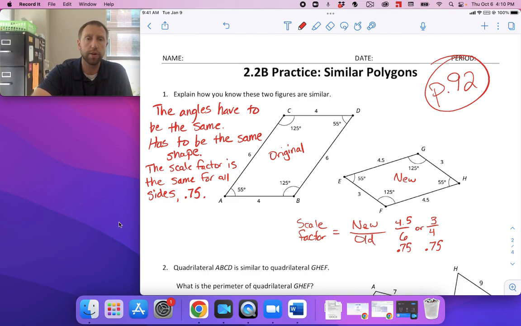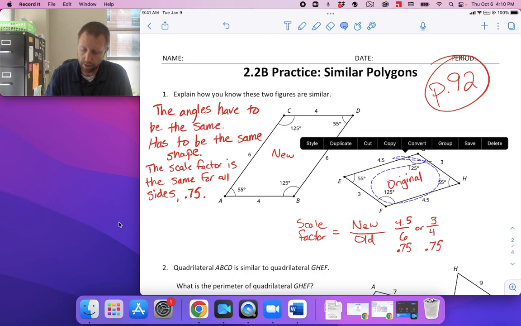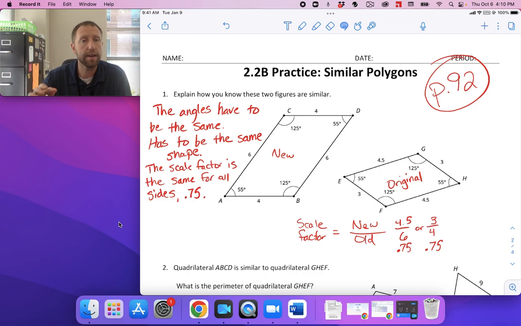You could go the other way. Like, let's say you didn't know that that one was the original one. Let's move this over here. Let's say this is the original one, and this is the new one over here. Okay? Let me fix that so it's in the middle. If that's the case, then your scale factor is just flipped. Instead of 4.5 over 6, it's 6 over 4.5. Instead of 3 over 4, it's 4 over 3.